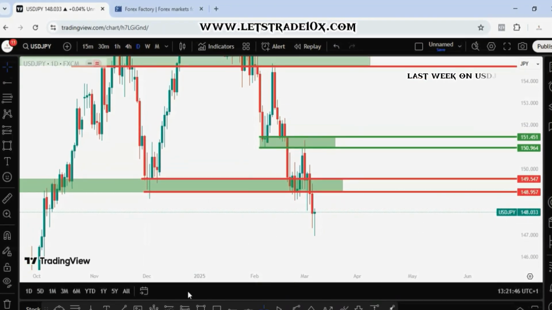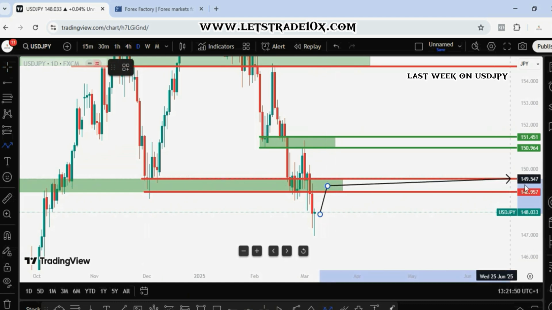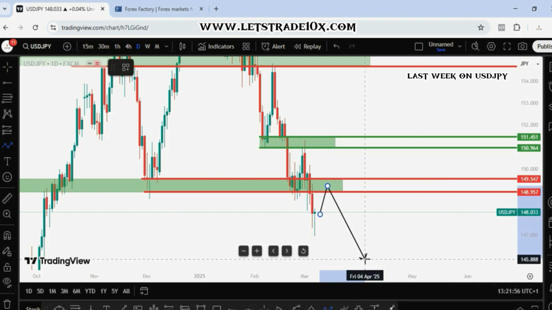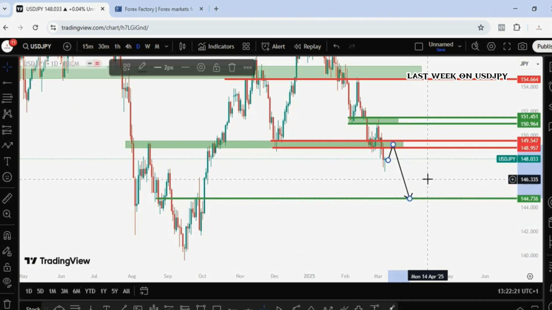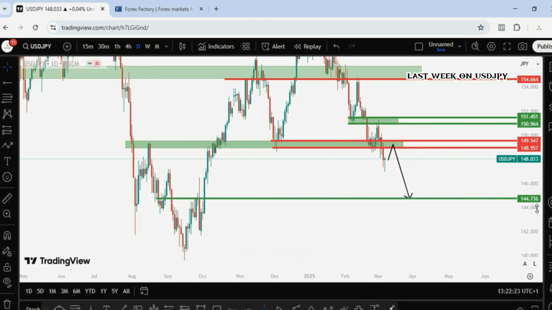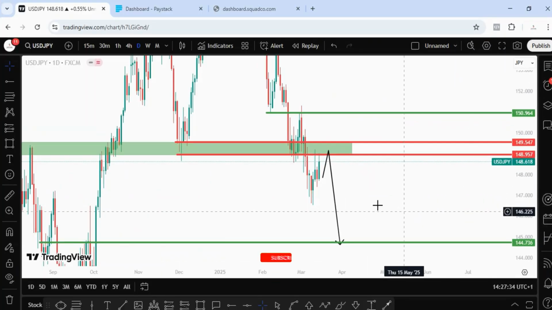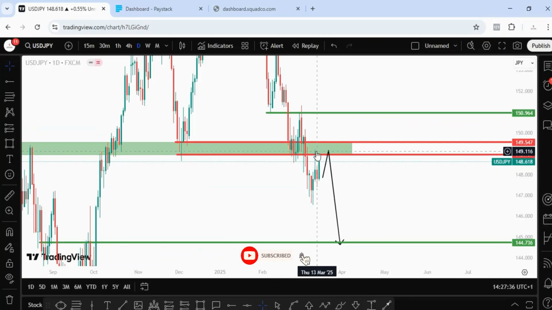So going into next week, guys, I would like to see price pull back into these areas of 149.547 and 148.957 before we sell off. So we can use this area as our first target, which is 144.736.